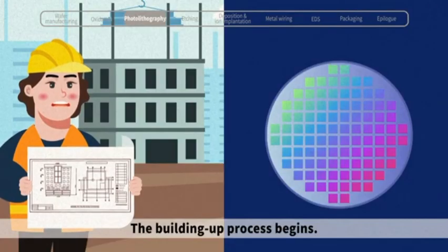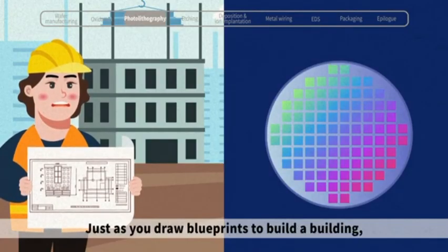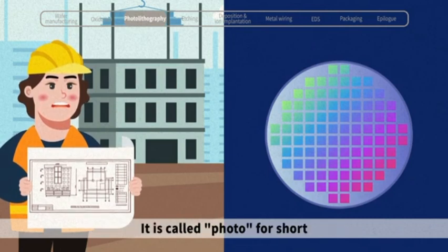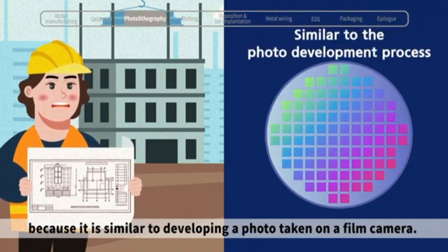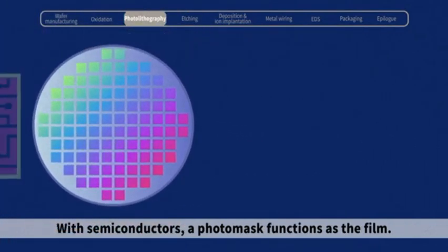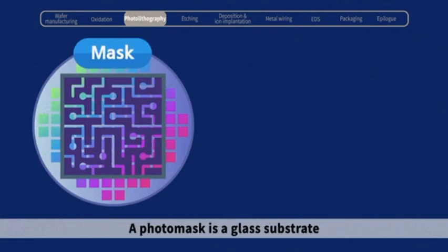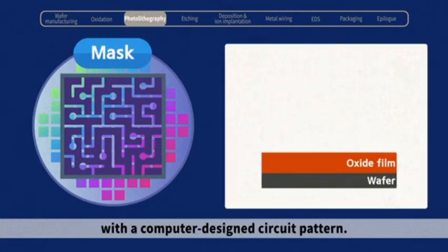The building up process begins. Just as you draw blueprints to build a building, you draw a circuit design onto a wafer, which is called the photolithography process. It is called photo for short because it is similar to developing a photo taken on a film camera. With semiconductors, a photomask functions as the film. A photomask is a glass substrate with a computer-designed circuit pattern.